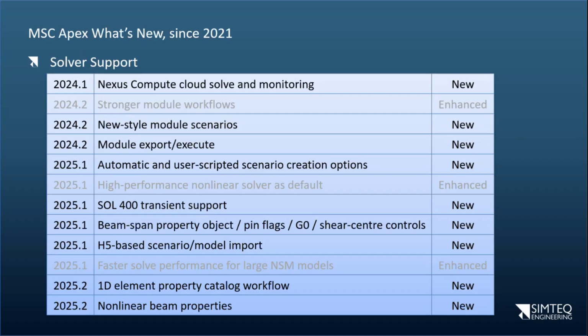The SOL 400 transient support was added in 25.1. Beam span, property object, pin flags, G0, and shear center controls. This was also added to Apex in that release, and then the H5-based scenario model importing. Then the faster solve performance of large NSM models was improved. One element property catalog workflow is new. So they changed the way in which you create and manage your beam element properties and sections and so forth. And then the addition of nonlinear beam properties.